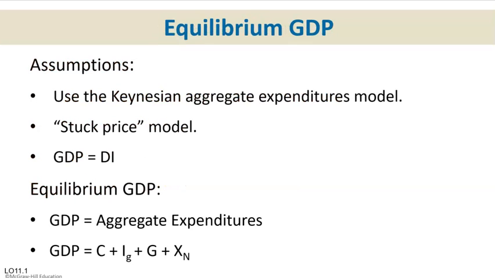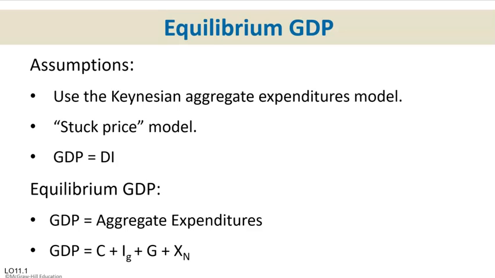The aggregate expenditures model is sometimes called the Keynesian model. And that's because it was first created by John Maynard Keynes. And he created this model to help explain what happened during the Great Depression, when the economy didn't recover on its own. It actually got stuck in a deep recession or a depression.